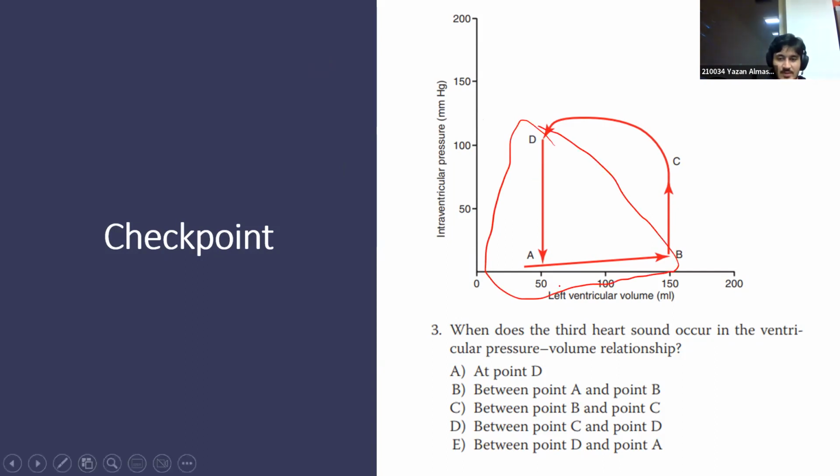Why didn't you choose, for example, A to B, and after S1 and S2? I get your point, but think of it logically. When does S3 happen? Tell me. You guys type in the chat. S3 would be rapid ventricular filling, which happens after the valve opens. At which point, A, B, C, D, does the mitral valve open? A. So the rapid filling will be between A, where the mitral valve opens, and B, where the mitral valve closes. So S3 is going to be heard between point A and B.